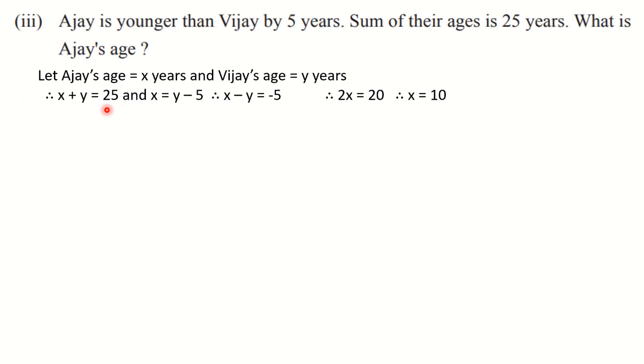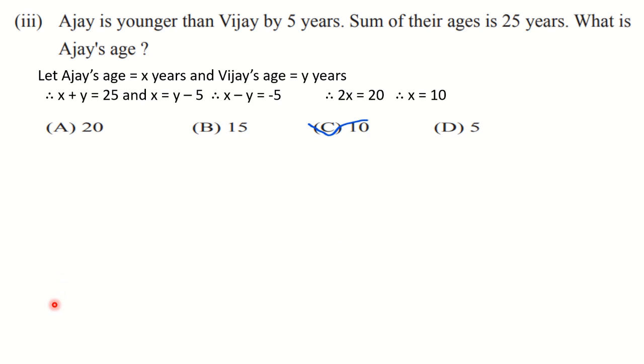Now see, this is the first equation and this is the second equation. Here you have plus y and here you have minus y. So if you add them, y will get cancelled. And you will get 2x is equal to 20. From that you will get x is equal to 10. So that is Ajay's age, that is 10. So you can tick mark the correct option as C.